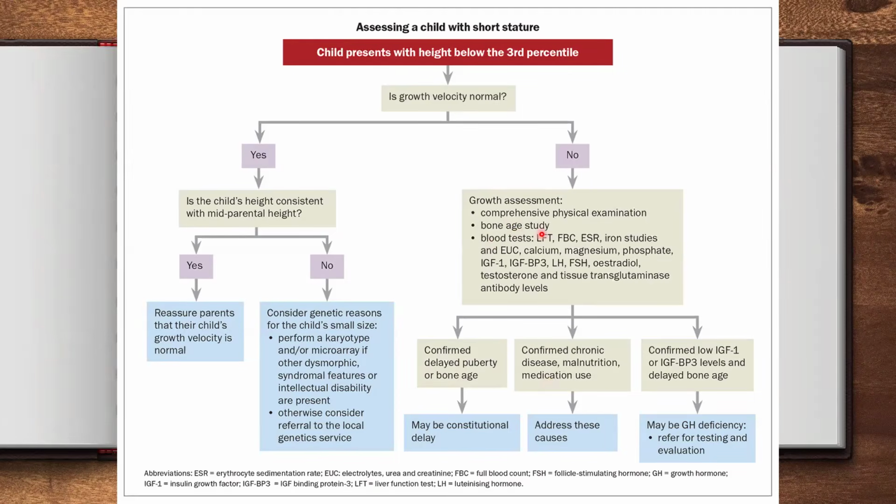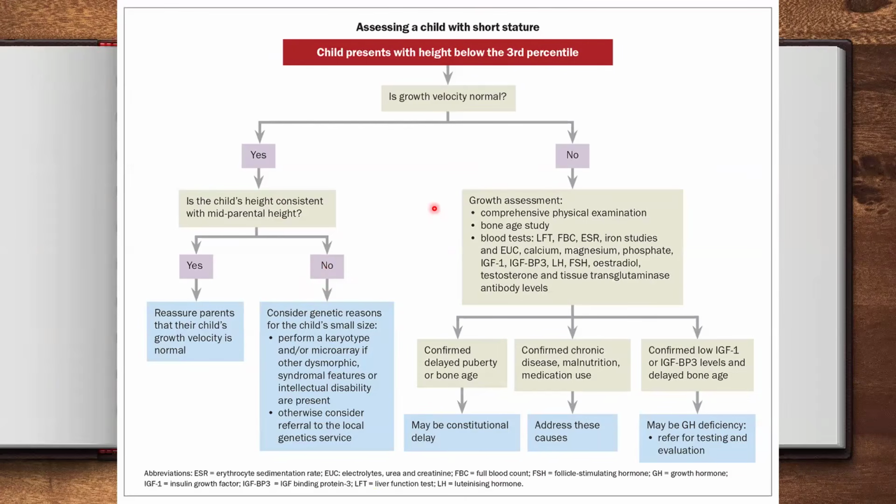When you see on the bone age that it's less than that for that age group, plus on the comprehensive physical examination you've seen that the puberty is delayed, then you can say that it's a constitutional delay of the puberty. When there is some medication that is causing deficiencies, or it's a celiac disease causing malnutrition problems, you address those causes. When there is a growth hormone deficiency, you refer for testing and evaluation of that. When the height is consistent, growth velocity is normal, and the child's height is consistent with the parental height average, you just reassure the parents.